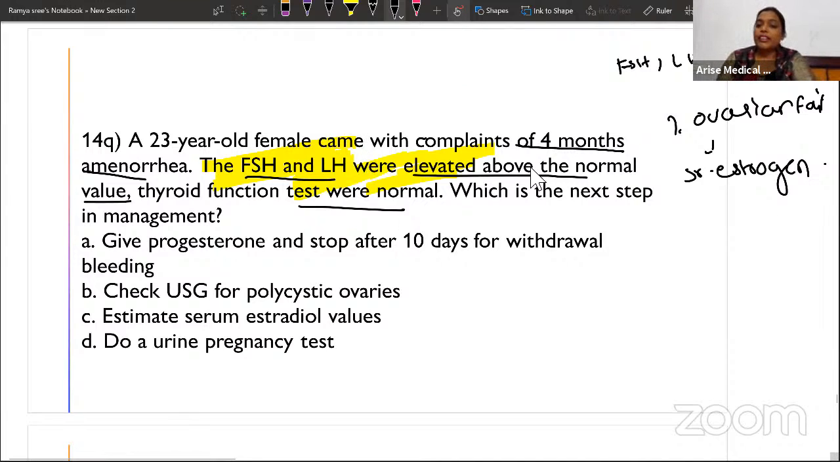So as the FSH and LH are elevated, what will you do? You estimate the serum estradiol value, which will show it to be decreased. Okay.